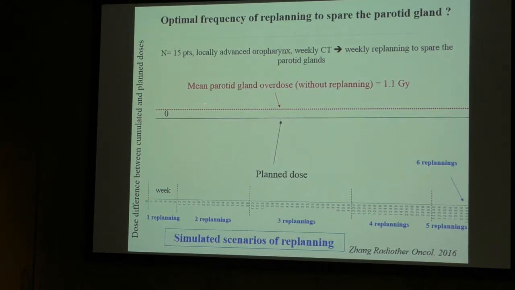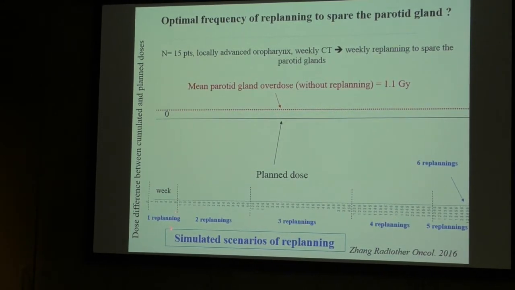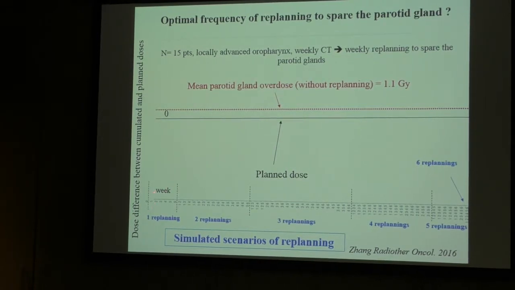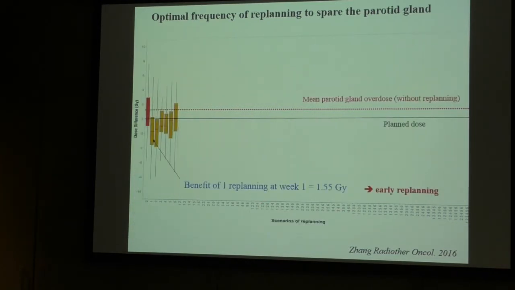Here you have the level of the dose at the time of the planning, without any replanning. On average, the parotid glands were overdosed by 1.1 gray, and what we tried to look at is the impact of one replanning, either at week 1, 2, 3, 4, 5, 6, the impact of 2 replannings, week 1 and 2, week 1 and 3, and so on, 3 replannings, all the combinations. And this is the impact of 1 replanning only, because the question is, do we need really to replan weekly, which is a lot of work.